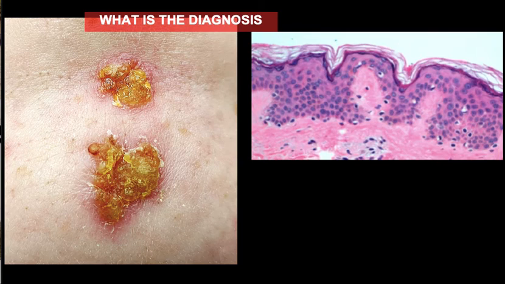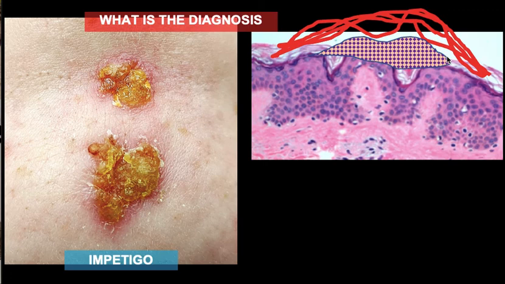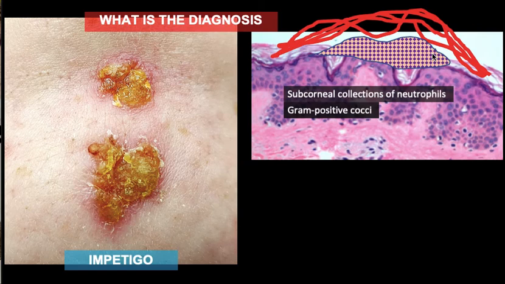So this is an impetigo, most commonly found in kids. I think most medical students will be able to identify this crust. It looks yellow, or they used to say in the books, honey crust formation. And as we said, in impetigo, you will see the blister in the corneal layer filled with organisms, gram-positive cocci in this case, and neutrophils. This is a nice example of impetigo.